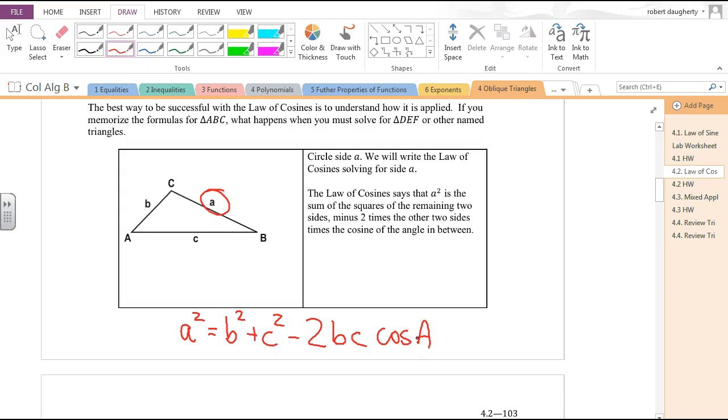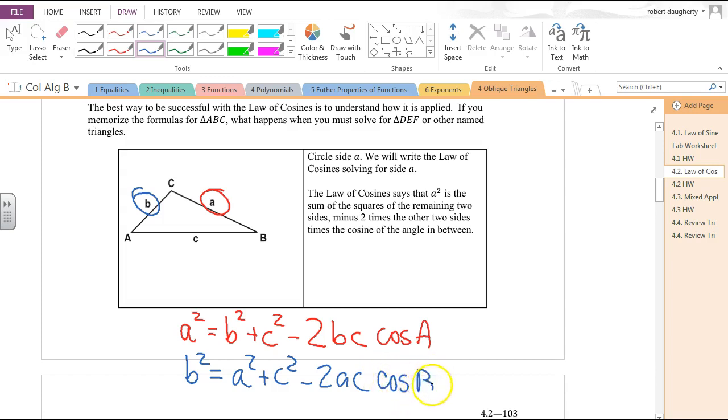Now suppose I wanted to solve for b. All this means is b squared is equal to, let's add the squares of the other two sides, a squared plus c squared minus 2ac and the cosine of the angle in between. What's the angle in between a and c?